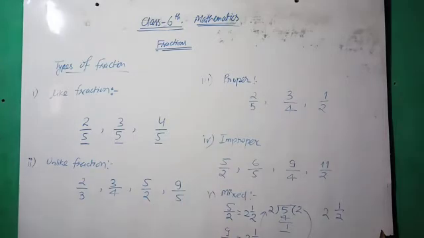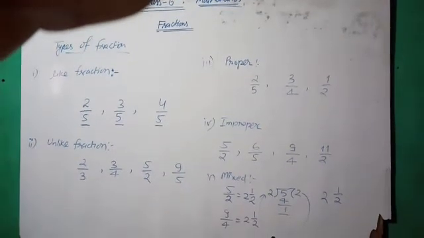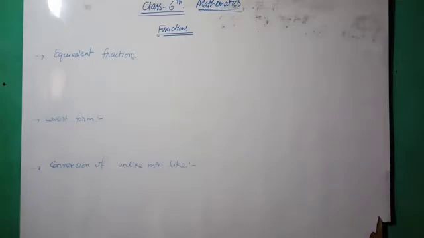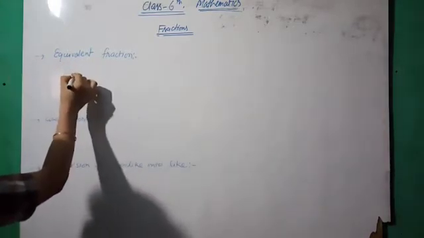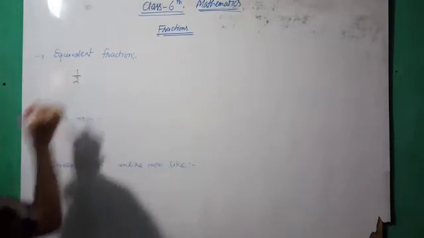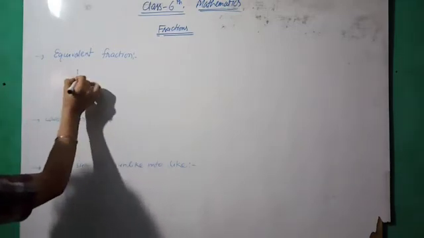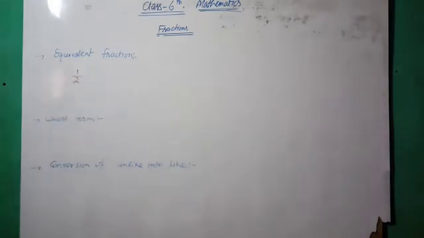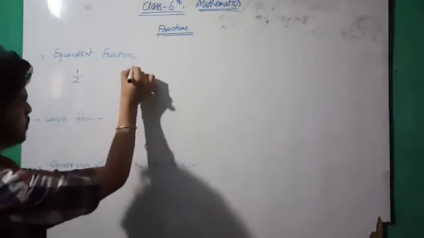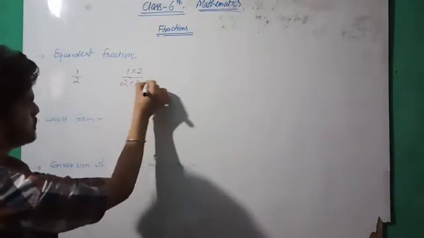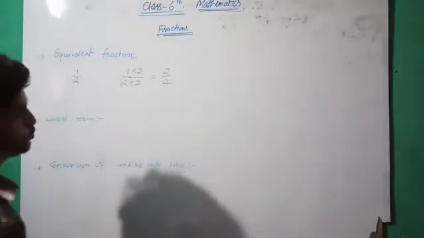Okay, the next one is equivalent fraction. One more important term is equivalent fraction. Now we have some more basic terms. The first one is equivalent fraction. If we have 1 by 2 as a fraction, and we have to write one more equivalent fraction equal to 1 by 2, we multiply 1 by 2 by 2 into 2. So this fraction becomes 2 by 4.